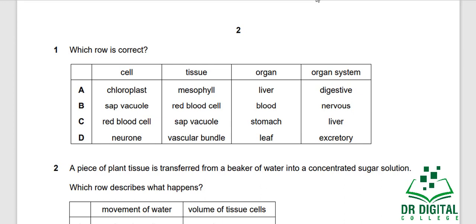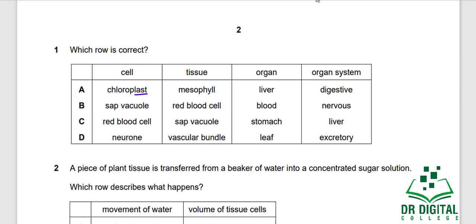So chloroplast is an organelle. Cell sap vacuole is an organelle of the cell. Red blood cell is a cell and neuron is a cell. So A and B are wrong. Either C or D can be the correct answer. Now that is the tissue. Mesophyll, yes, mesophyll is a tissue, but we have already found A wrong.